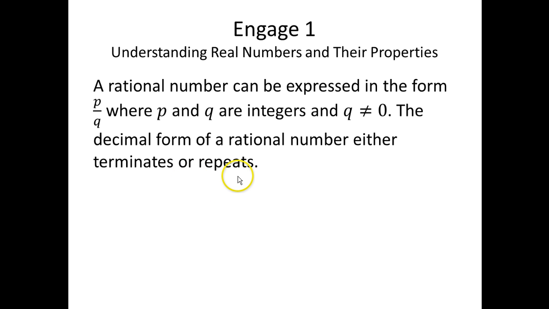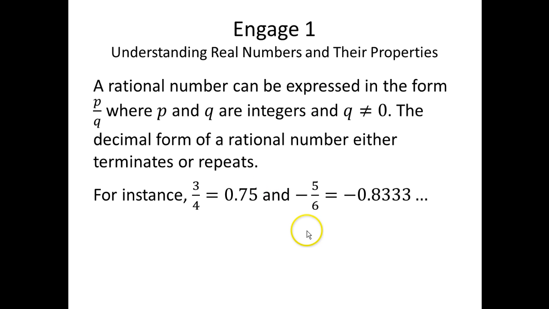Another thing about rational numbers is that the decimal form of rational numbers either terminates or repeats. So for example, if you take the rational number 3 over 4, notice that this is an integer divided by another integer. Okay? Notice that the decimal expansion of this number 3/4 terminates or ends because the decimal expansion is 0.75. Also, take a look at this rational number. It's negative 5 over 6, and the decimal expansion of this rational number actually never ends. It never ends and actually repeats.